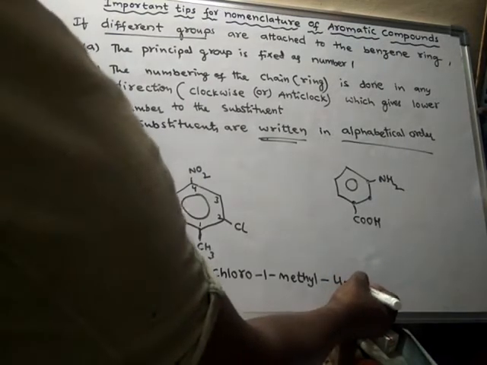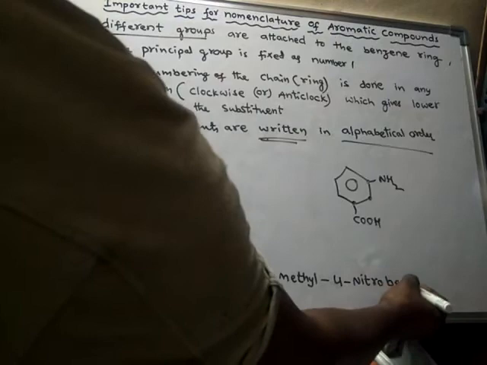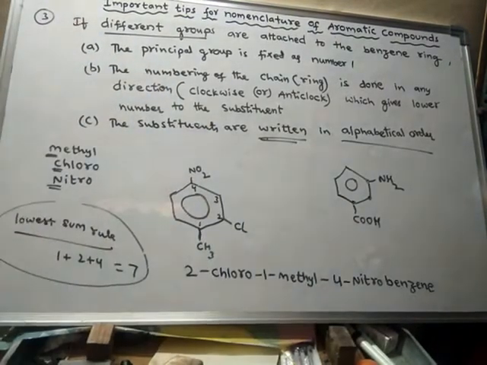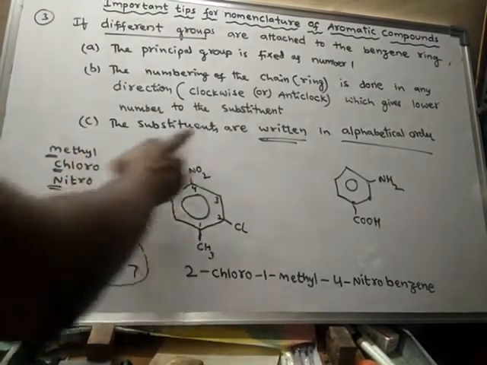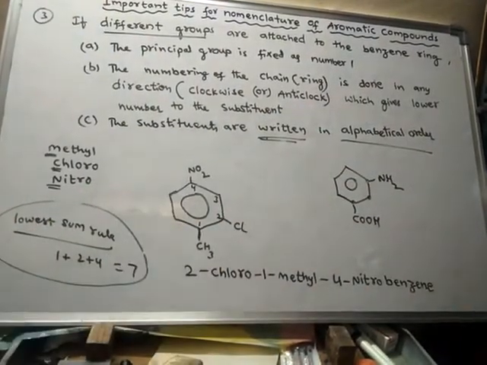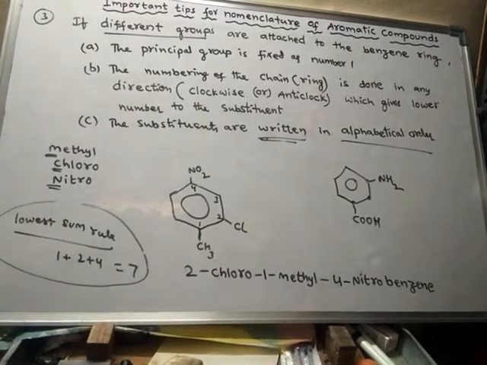So 4-nitrobenzene. So this is the name of the compound. 2-chloro, 1-methyl, 4-nitrobenzene is the name of this compound. Okay, the substituents are written in alphabetical order. So if there are more than one substituent, then those substituents are written in alphabetical order, like this.